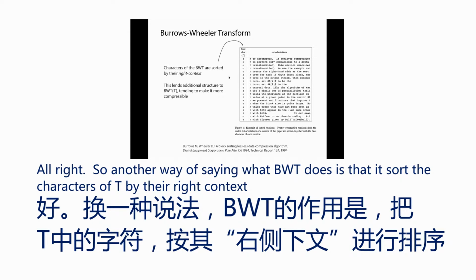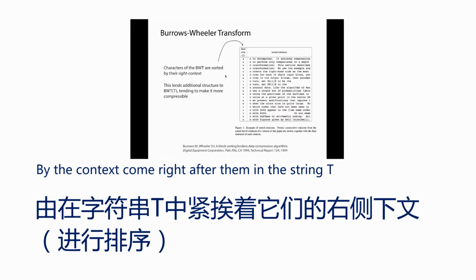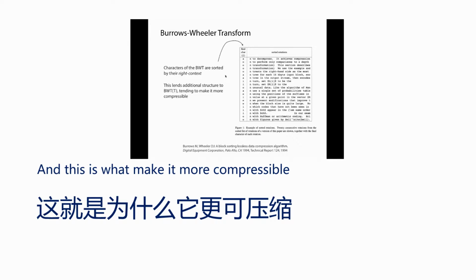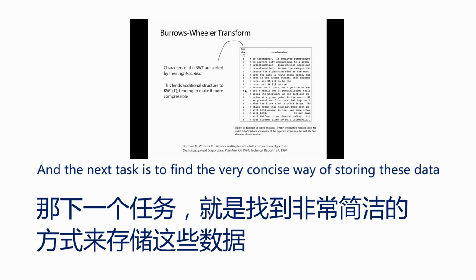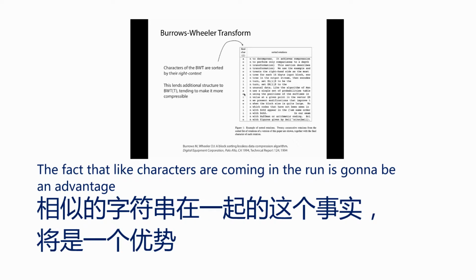Right? So another way of saying what the BWT does is that it sorts the characters of T by their right context, by the text that comes right after them in the string T. And this is what makes it more compressible. If this is what we get out of the Burrows-Wheeler transform, and then our next task is to find a very concise way of storing this data, the fact that like characters are coming together into runs is going to be an advantage.